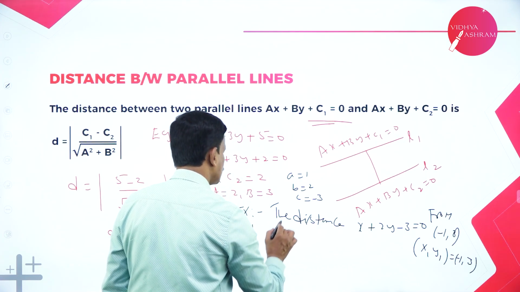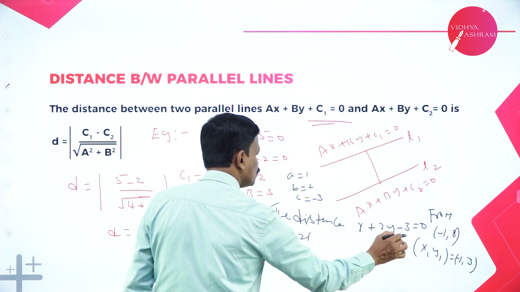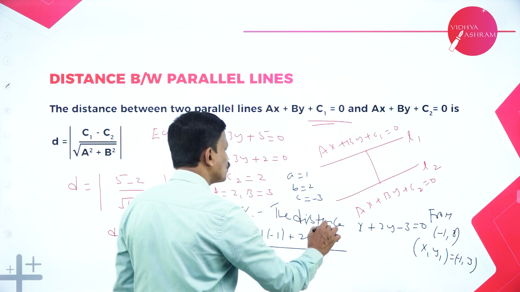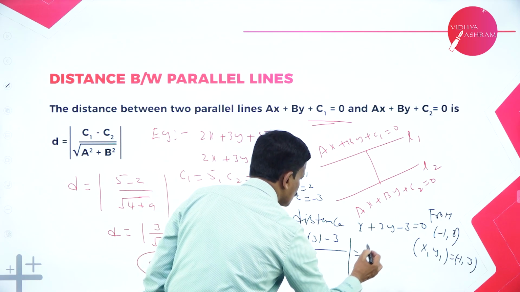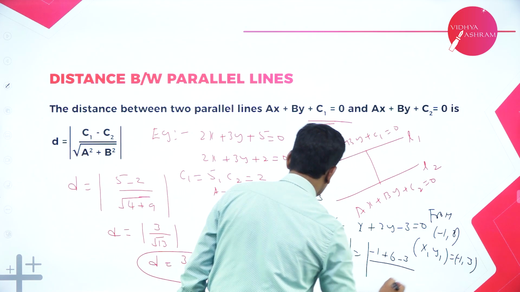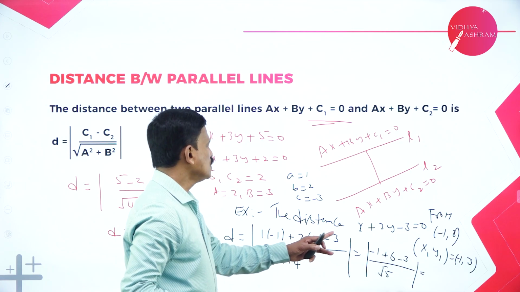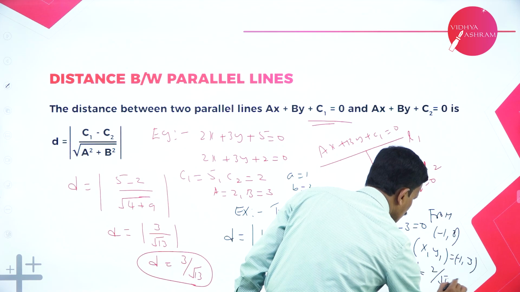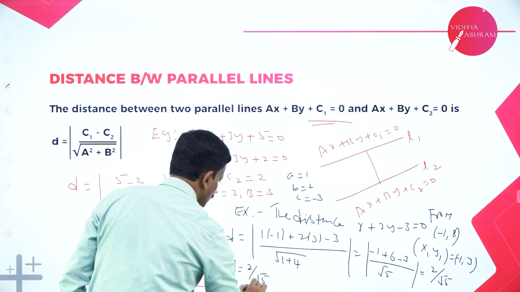Substitute here: ax1, a is 1 into x1 is minus 1, plus b, 2 into y1 is 3, plus c is minus 3, divided by root of a square plus b square. Root of 1 square is 1 plus 2 square is 4. So this is equal to minus 1 plus 6 minus 3 divided by root 5. What is this equal to? So this is equal to 6 minus 4 is 2 by root 5. So the distance is equal to 2 by root 5.